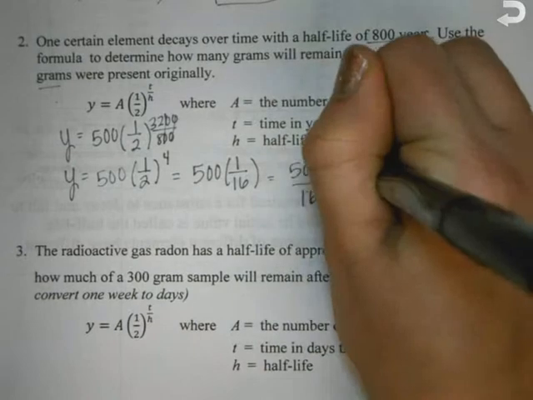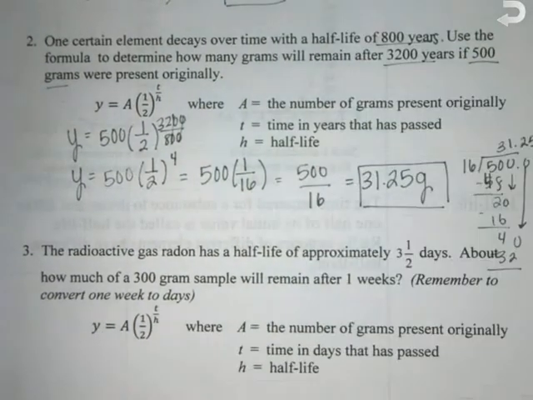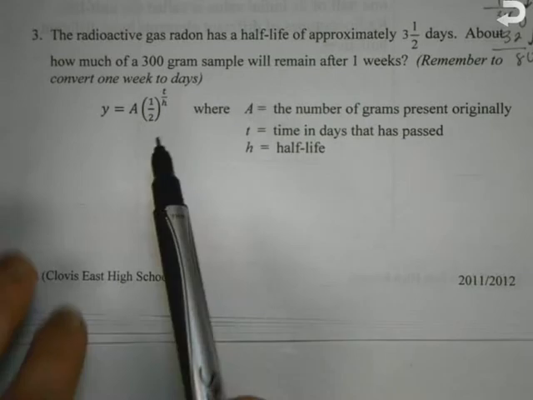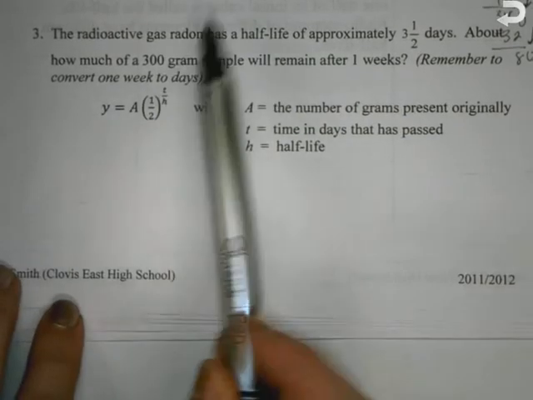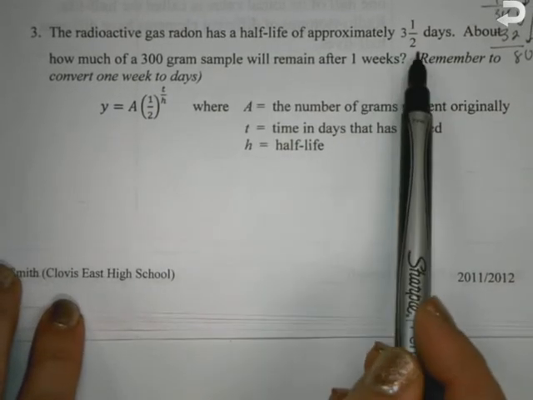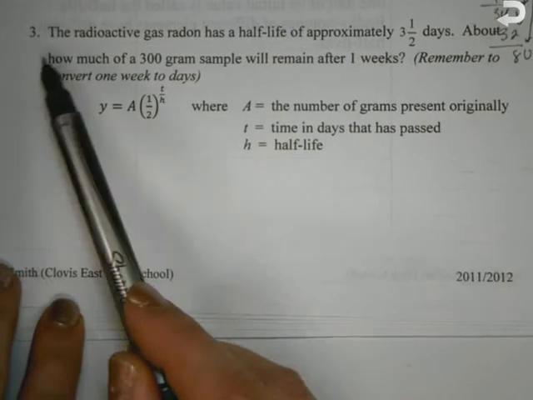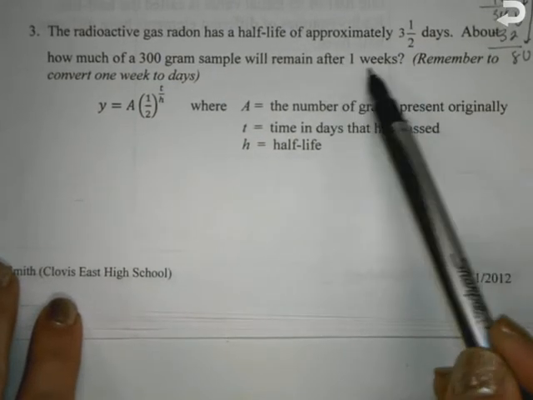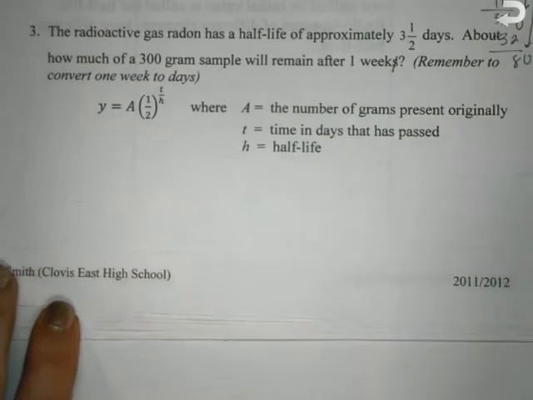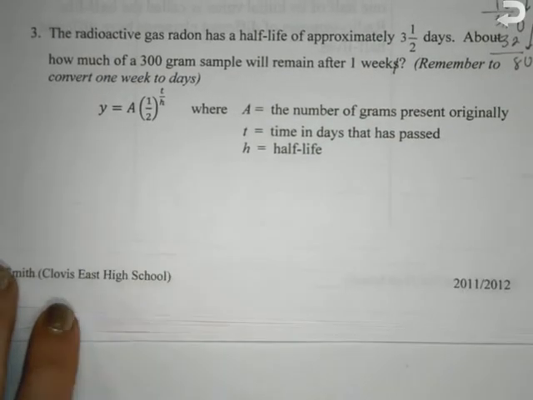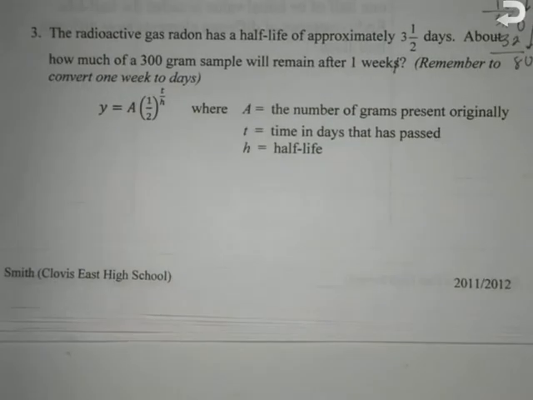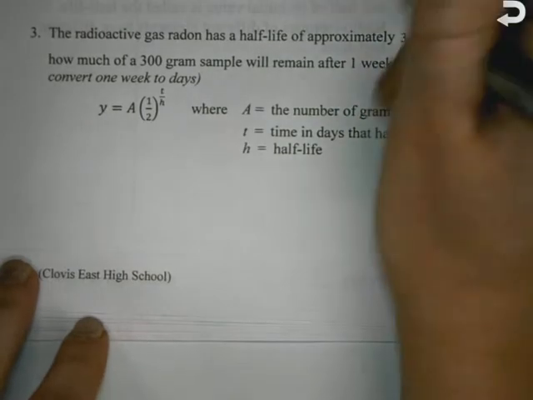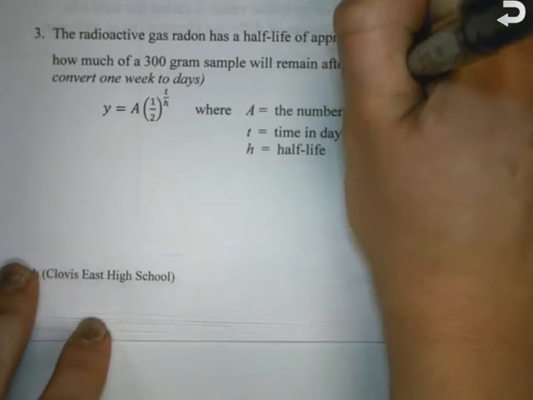So example 3, a radioactive gas radon has a half-life of approximately 3.5 days. About how much of a 300-gram sample will remain after 1 week? Remember, let's convert 1 week to days. Okay, so maybe let's do this one together. Okay, 1 week is the same as how many days? 7 days, right? And instead of making 3.5, let's change that to 3.5. Okay. So then let's plug it in.